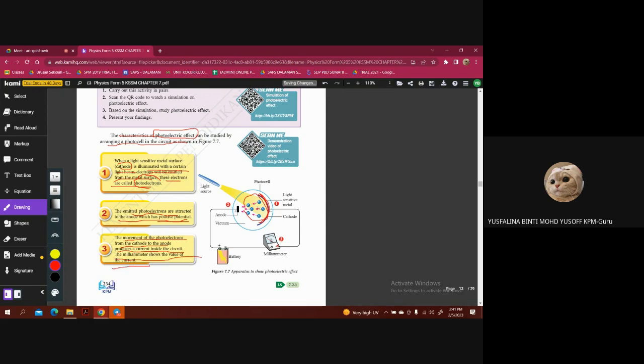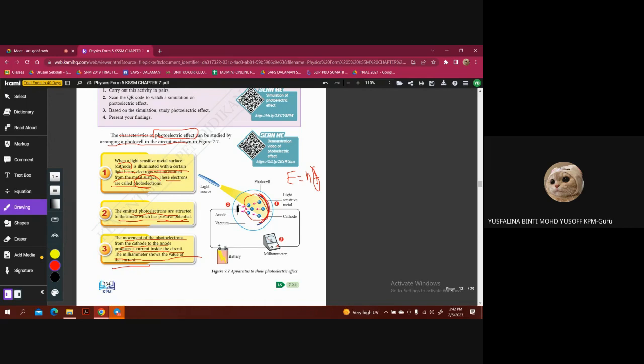Okay, so now we already know that if we strike light onto the light-sensitive metal and the frequency is enough, meaning the energy is enough, because E equals hf. h is the constant, f is the frequency, so the energy will depend on the frequency. So if the frequency is enough, meaning you have enough energy, the electron will come out from the metal surface. This electron that comes out from the metal surface, we call it the photoelectron.